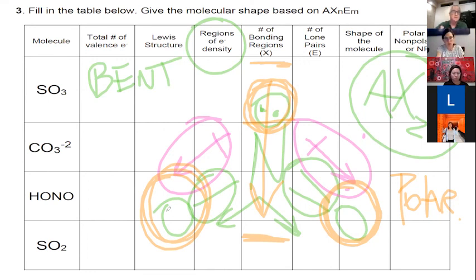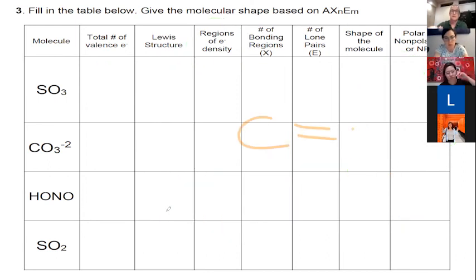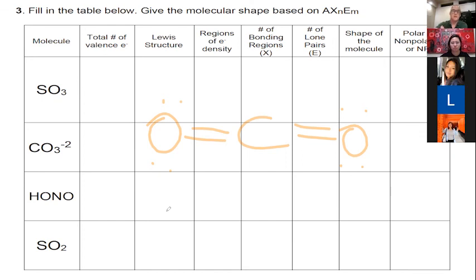Let's compare it to carbon dioxide. Carbon dioxide looks like this. So carbon is the central atom. How many bonding regions are around the carbon? Two, right. There's one here. There's one there. So there's two bonding regions.